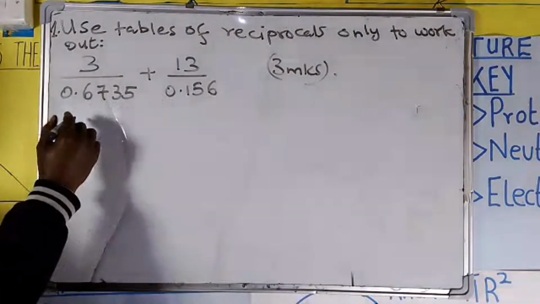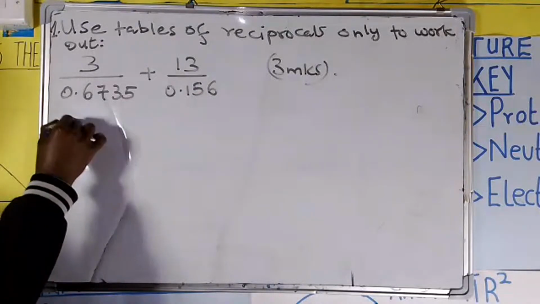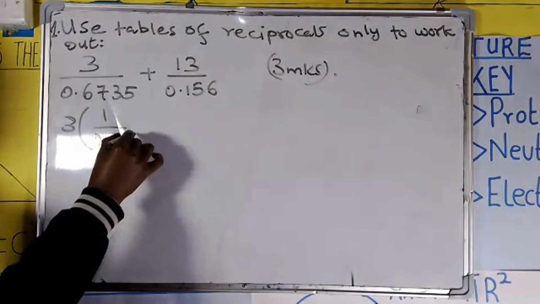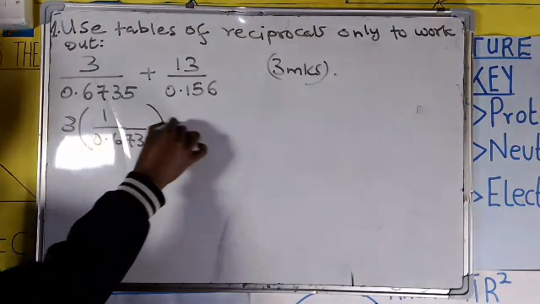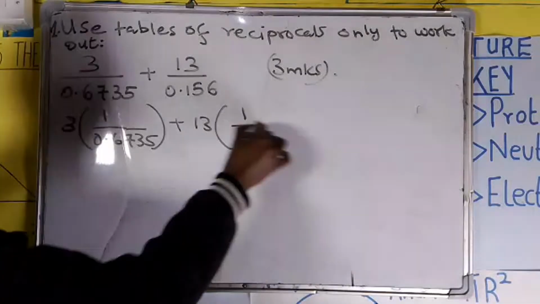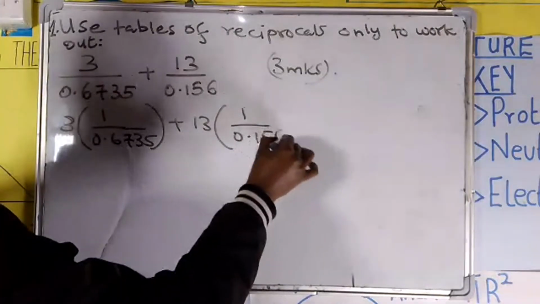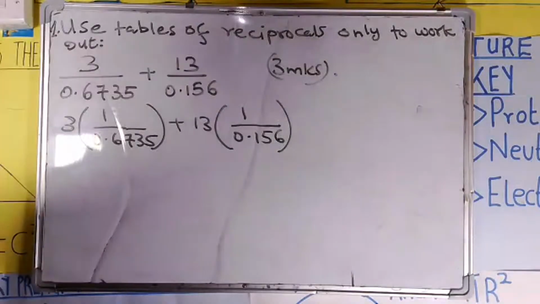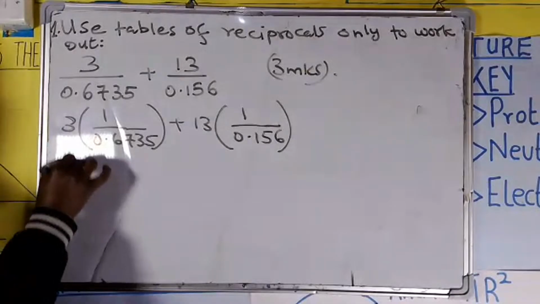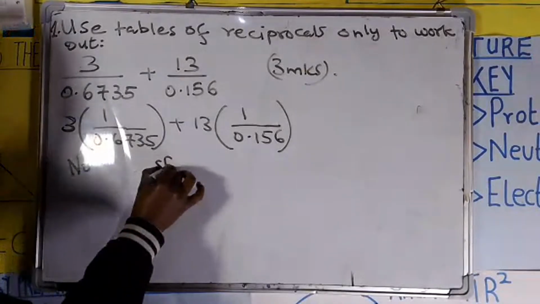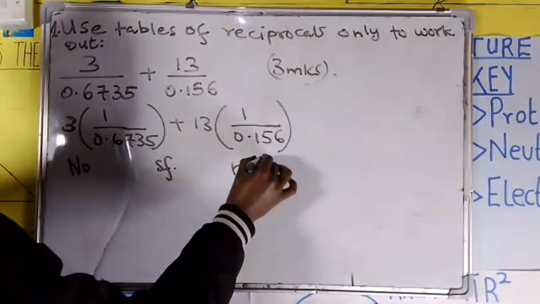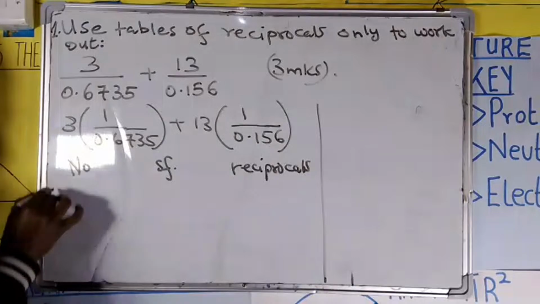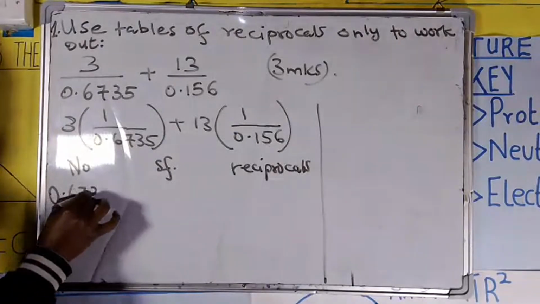This one we are going to use reciprocal, and that is going to be 3 multiplied by the reciprocal of 0.6735 plus 13 multiplied by the reciprocal of 0.156. And once we have that, we have number, we have standard form, and we have reciprocals. So number, we have 0.6735.